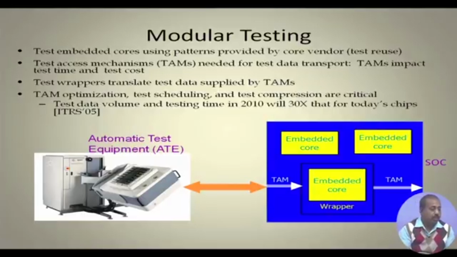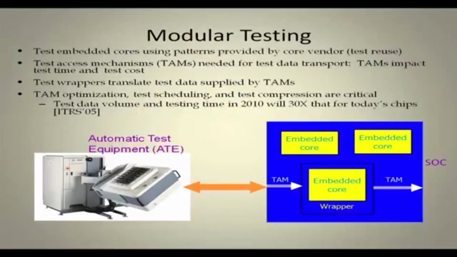So, test access mechanisms are needed for test data transport. TAMs will impact test time and test cost. If you can have a wider TAM, then you can transfer more test bits in parallel. As a result, test time will be less, but a wider TAM means it will require more silicon area. And that TAM has to be routed.